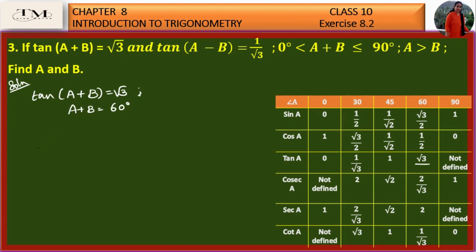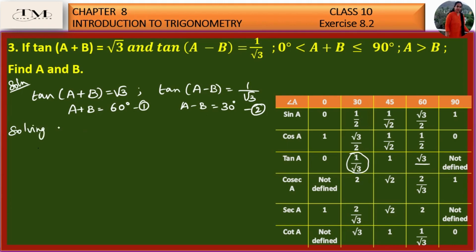Okay children? The same way we have tan(A minus B) is equal to 1 by root 3. Whose answer is 1 by root 3 in tan? For 30 degree. So for 30 degree, tan is 1 by root 3. So A minus B should be 30 degree. We have two equations, 1 and 2. If we solve 1 and 2, we will get A and B. How do we solve? Here we have plus B and minus B, so if we just add, B gets cancelled.